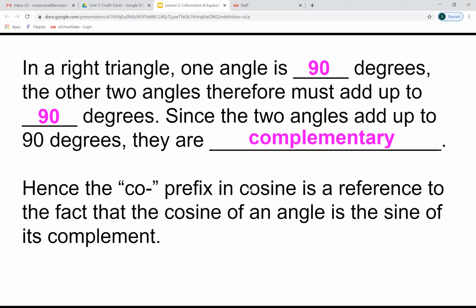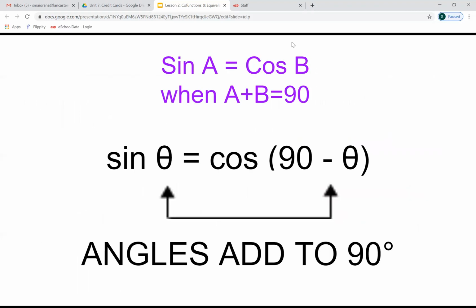So that co prefix in front of cosine means that it's a cofunction for sine when the angles are complementary. So in other words, this is what we need to know here. Your sine and cosine ratios are equal when the two angles add up to 90. Now this is just notational things here. Sine of theta equals cosine of 90 minus theta. This is just a fancy representation of saying that two angles add up to 90.